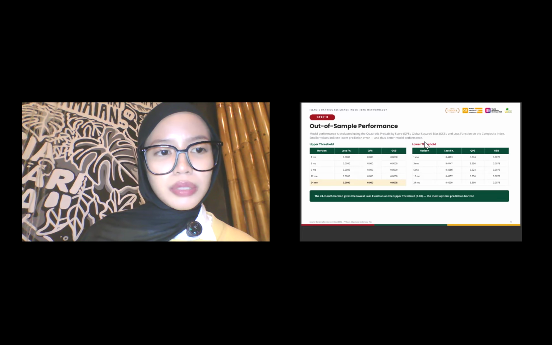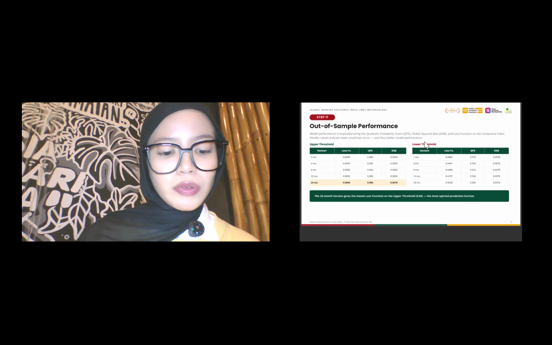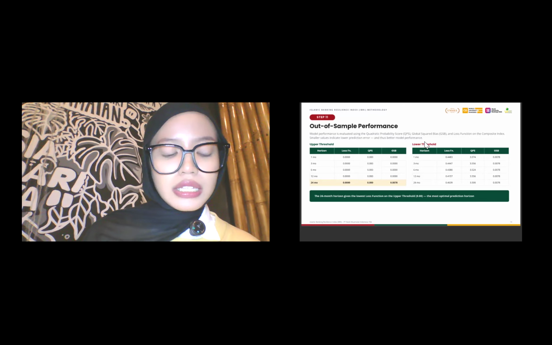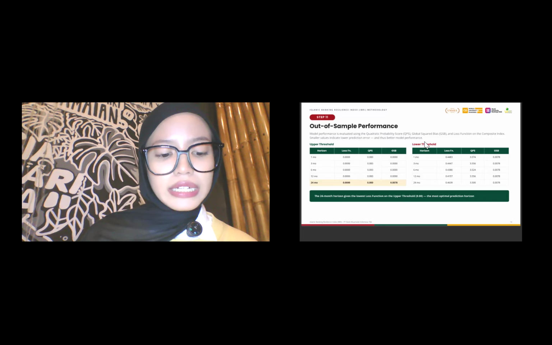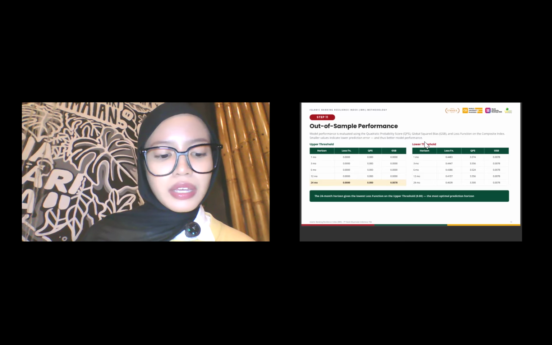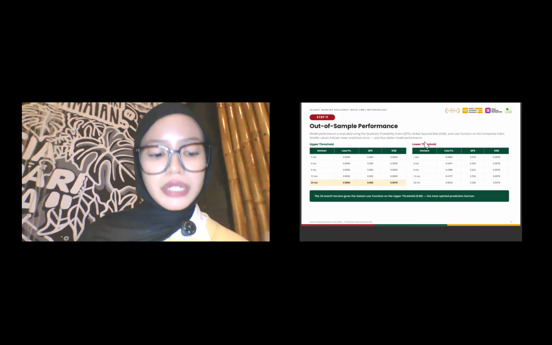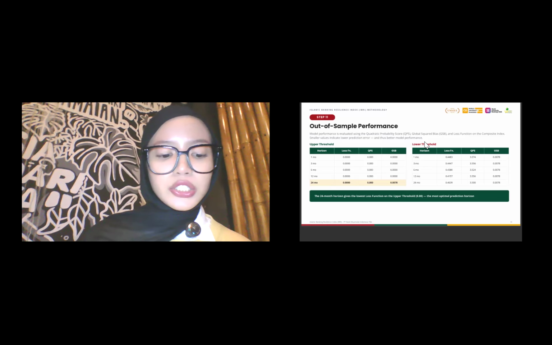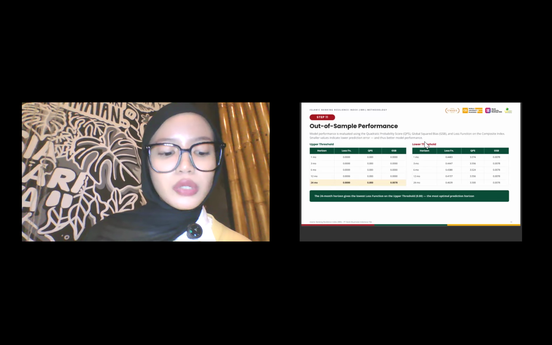Next is out-of-sample performance. The model performance was evaluated using three indicators: first, loss function, second, quadratic probability score, and last, global squared bias. Lower values indicate better prediction accuracy. The results show the 24 months horizon provides the best overall predictive performance.